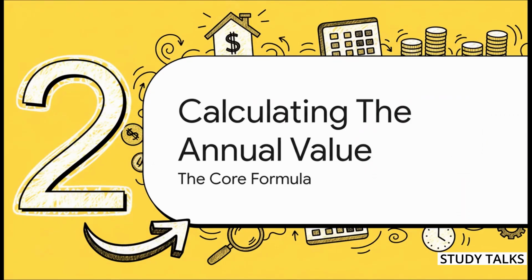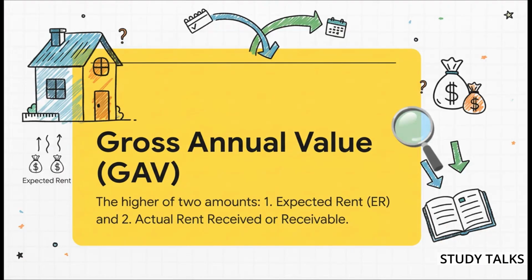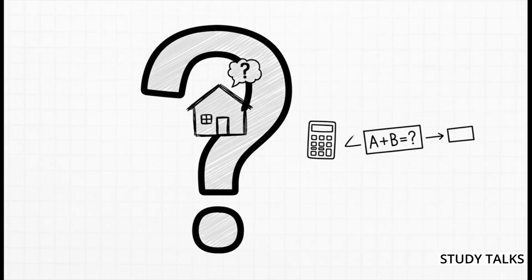All right, let's get to the main event, the real heart of this whole thing, figuring out the annual value. This is the absolute core of the calculation, so let's break it down piece by piece. The first big number we have to hunt down is the gross annual value, or GAV. Think of it like a face-off between what the property could earn, we call that the expected rent, and what it actually did earn. But what in the world is expected rent? Well, it's not just a number you pull out of thin air. It has its own little formula, and honestly, this is the part you really gotta nail down.